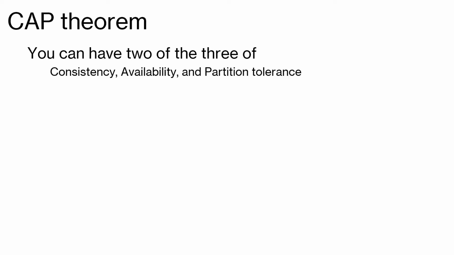Consistency means that all of the nodes agree on the same information. Availability means that if you input something, the system is responsive to your inputs. And partition tolerance means that if you lose a node, the system will continue operating the way it should operate, for some definition of should operate.